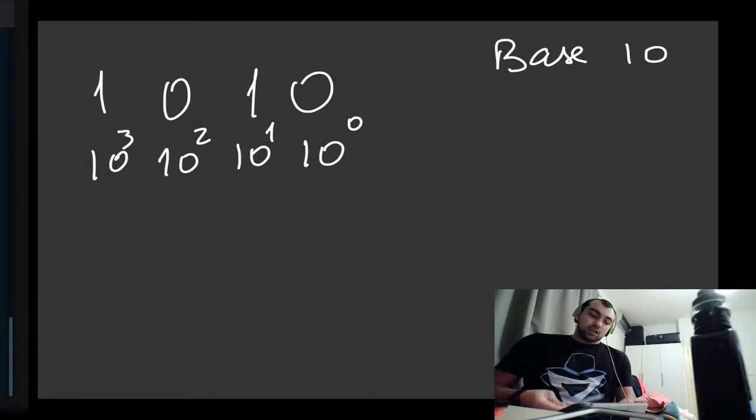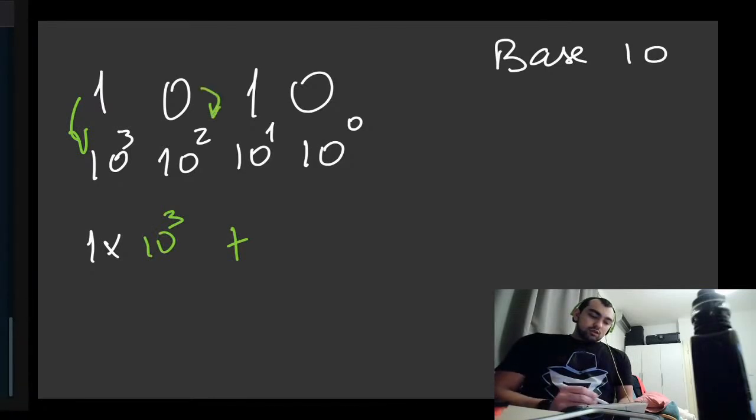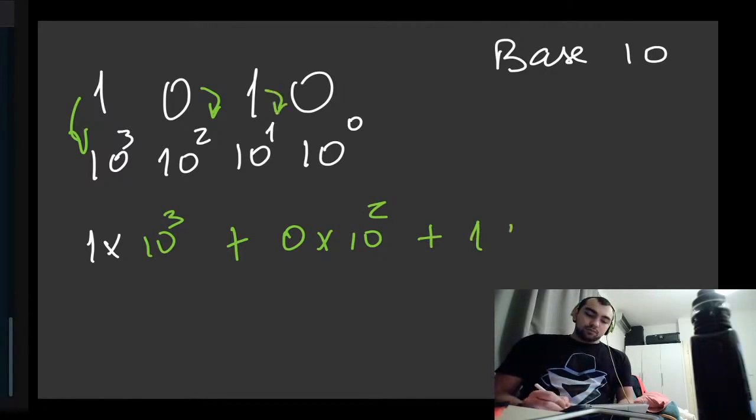Right? If you had a larger number, you would continue like this. You start at the right side, you go into the left side. You start with 0, and then you just increment it. And what this number means, what 1010 means, it means the result of multiplying 1 times 10 to the power of 3, plus 0 times 10 to the power of 2, plus 1 times 10 to the power of 1, plus 0 times 10 to the power of 0.